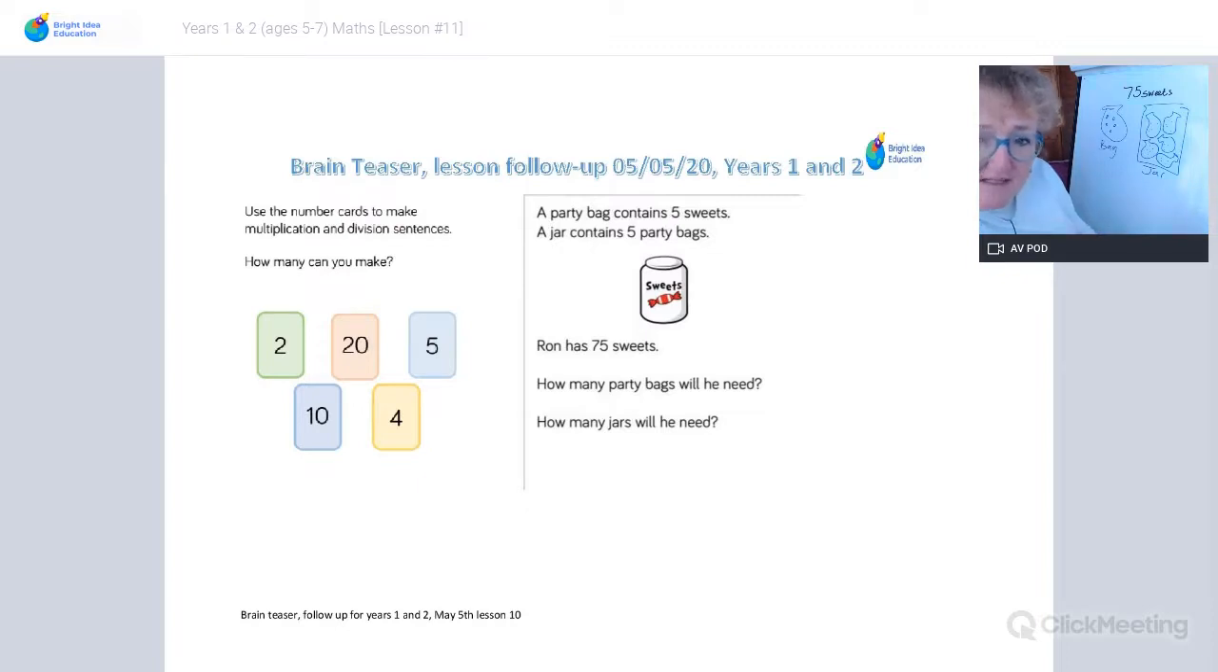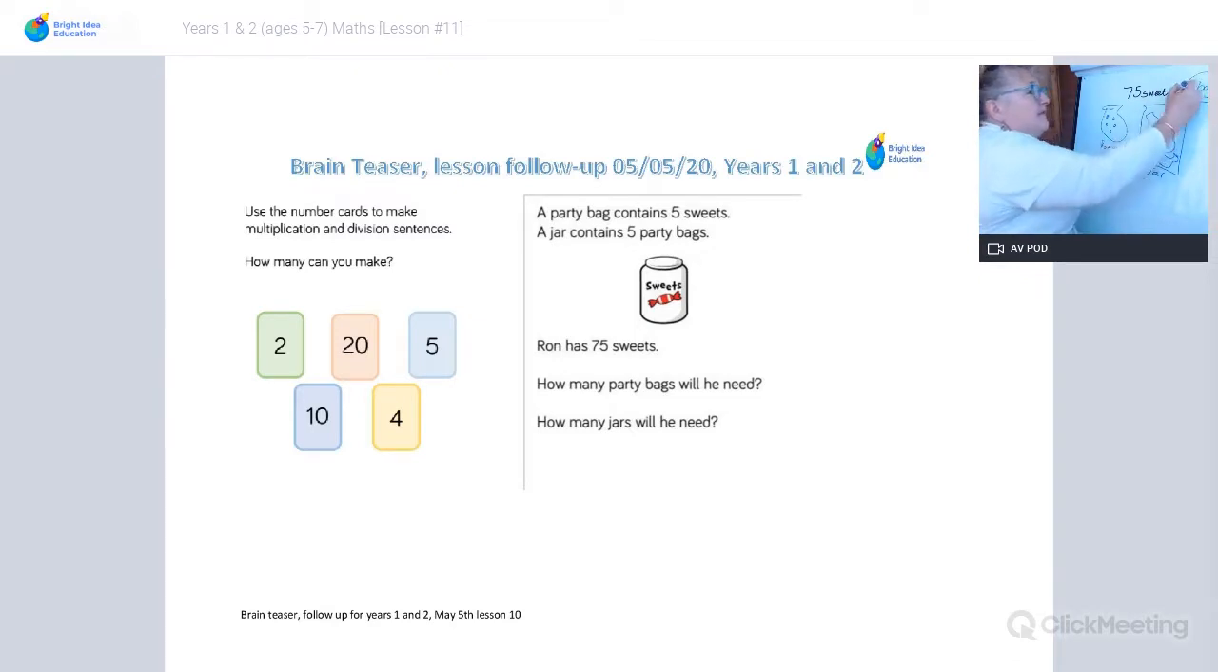Now 75 is outside of the 5 times table, but we know 12 5s are 60. If we count up in 5s to 75, we have to see how many we're going to go. 5, 10, 15, 20, 25, 30, 35, 40, 45, 50. We've got to 10. So now we count another lot. 55, 60, 65, 70, 75. We've got another 5 lots of 5. 10 lots of 5 and 5 lots of 5 is 15 lots of 5. So he will need 15 bags for 75 sweets.